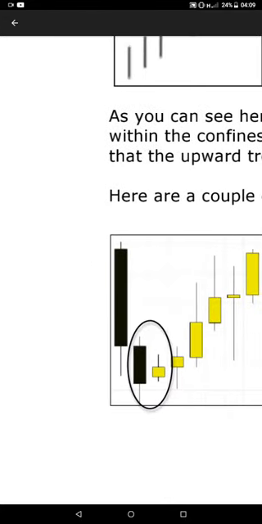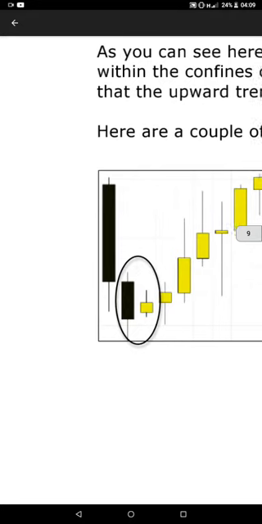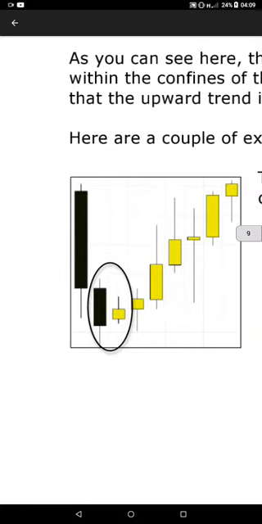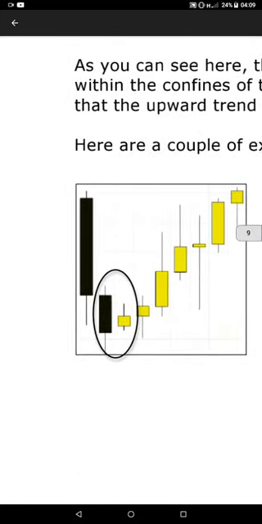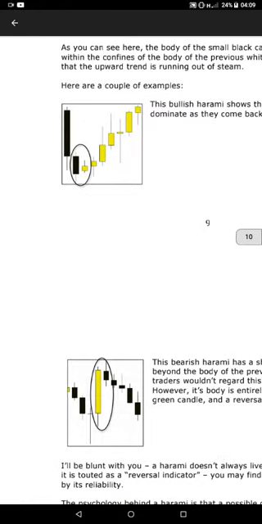You must always remember, okay, when you see something like this, you must remember, okay, this is a harami. It can go up, it can go down, whenever, guys. Let's proceed, guys.